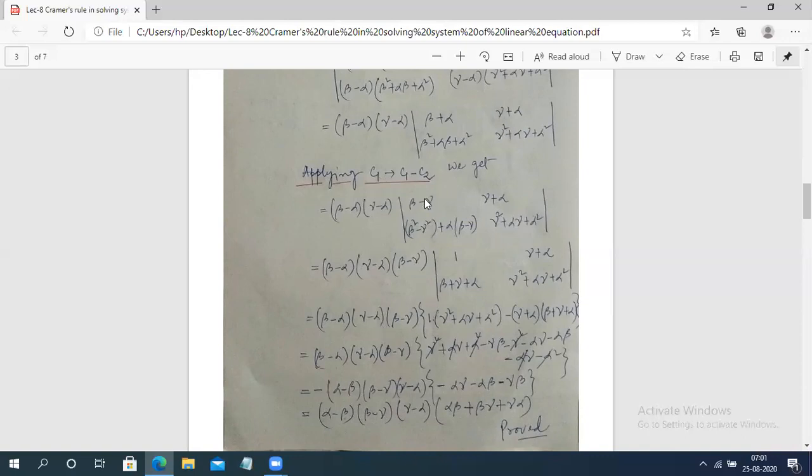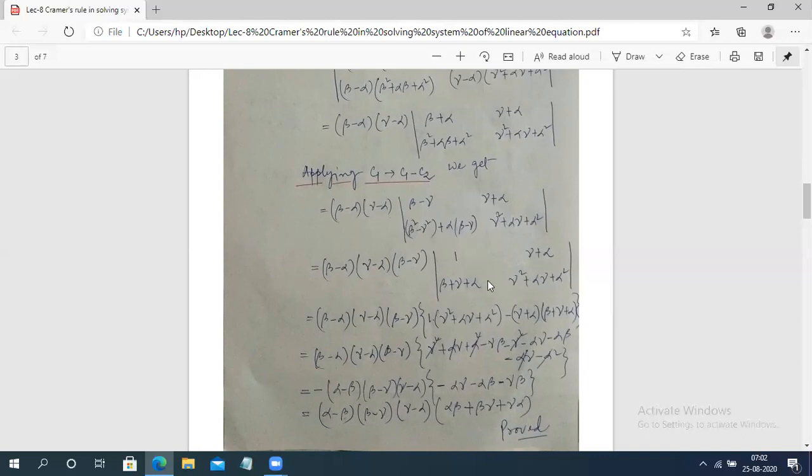Now you can see that there is a common term, beta minus gamma, in the first column, because here beta minus gamma, and here if you write beta square minus gamma square in the form of beta plus gamma, beta minus gamma, then beta minus gamma you can take common. So beta minus gamma is common in this C1, so take it outside. So you will remain with the terms 1, gamma plus alpha, and then here if you take beta minus gamma common, you will have beta plus gamma plus alpha. So write this term.